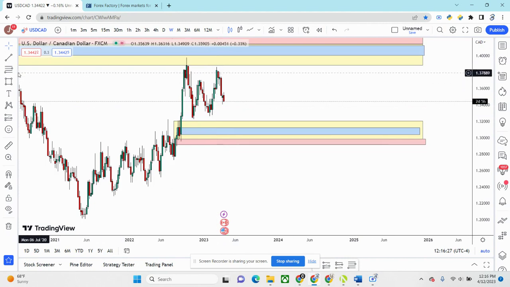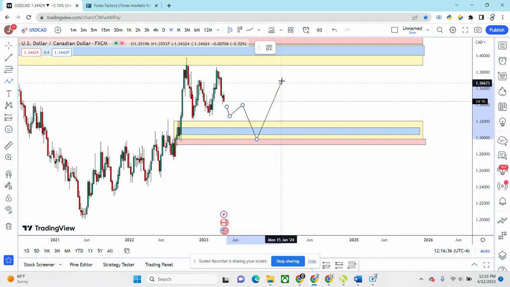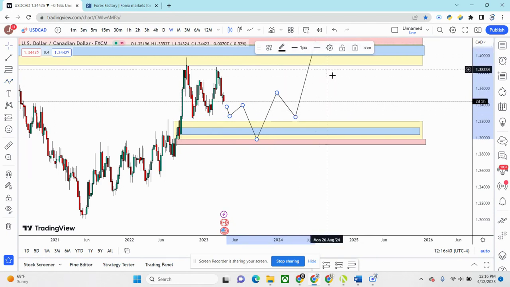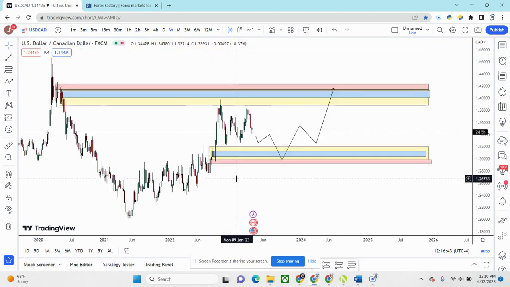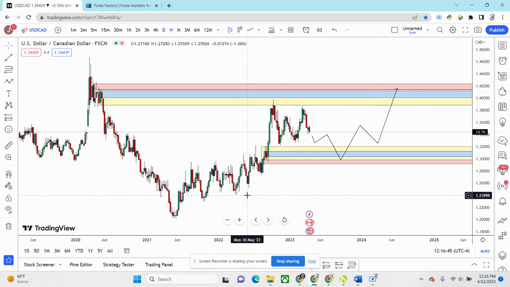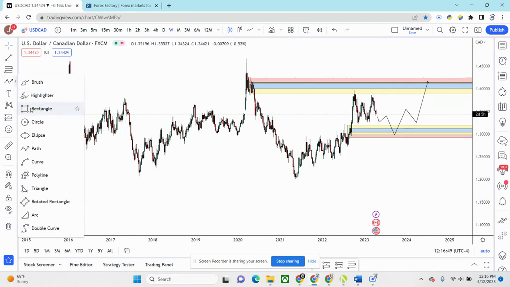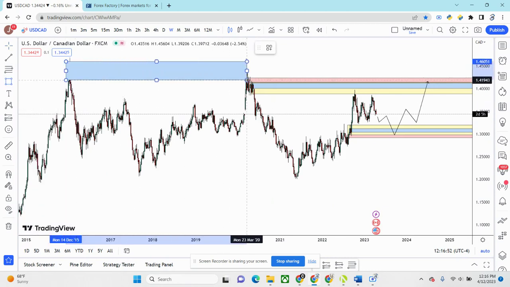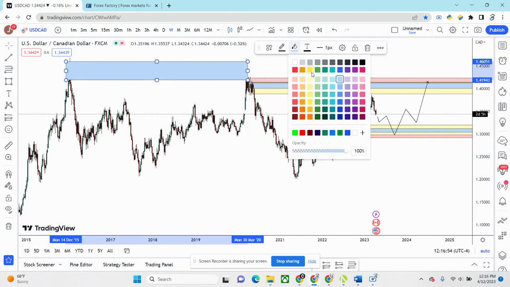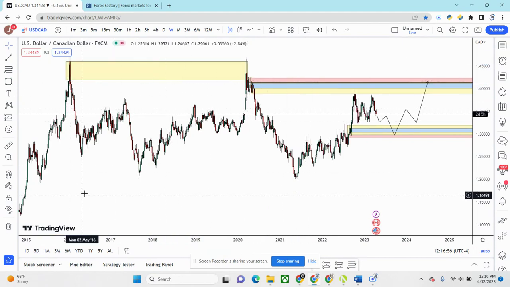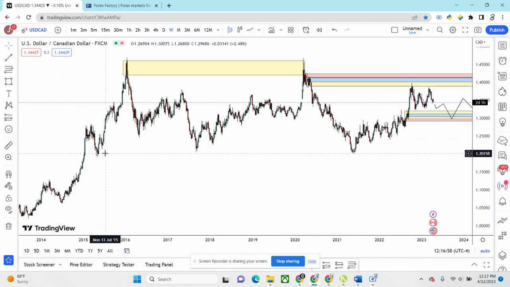So what I'm thinking here is probably a push down. Again, maybe a little hesitation, possibly a push here to go back and then mitigate this area right here. But we'll see here in the future what happens. This one's a little... I mean, we mitigated this order block already. We caught it here. So that block is done.